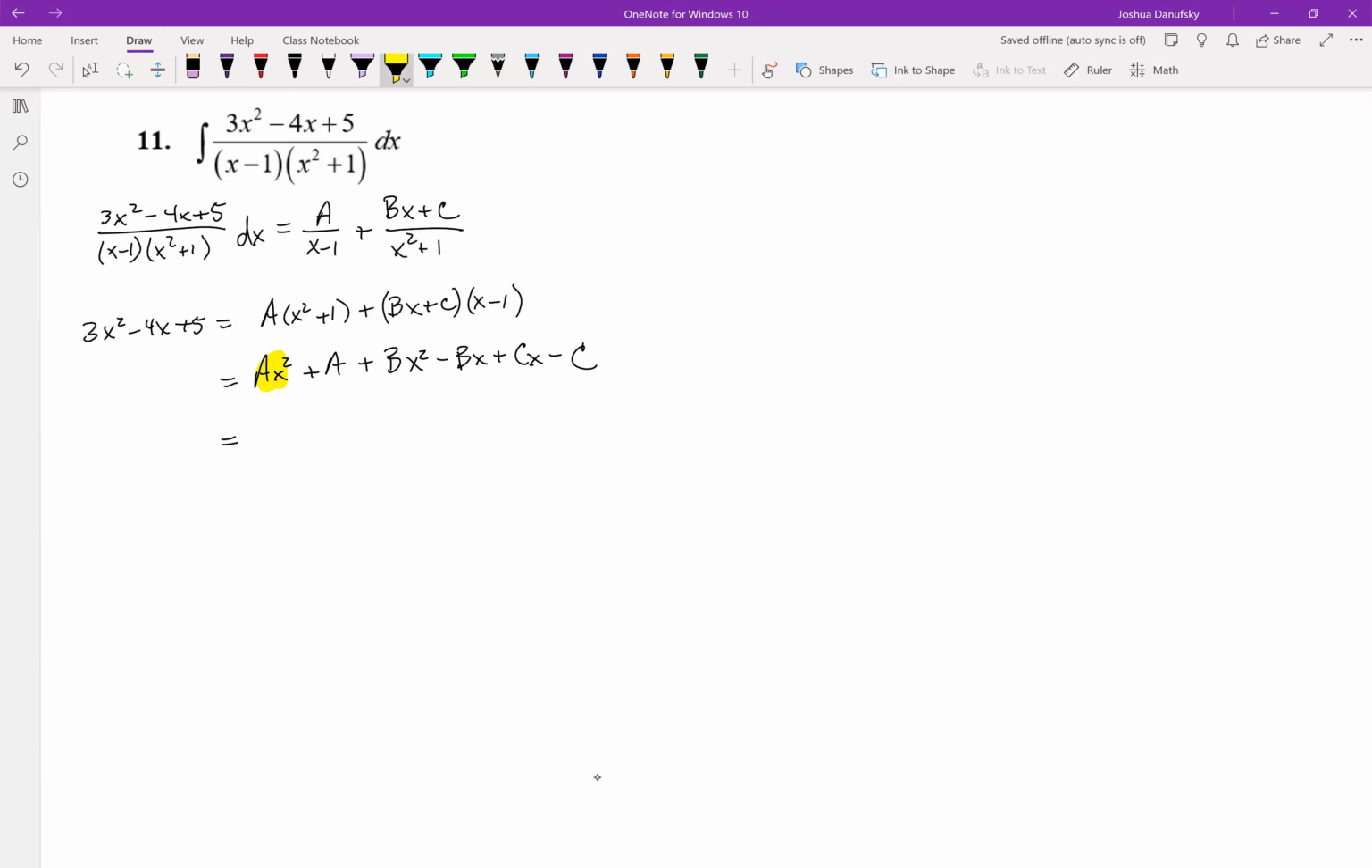Grouping the ax squared and the bx squared. Now grouping our terms with x's. And finally, grouping our constants. So in order for the two sides of this equation to be equal, we'll need a plus b to equal 3. We'll need negative b plus c to equal -4. And we'll need a minus c to equal +5. And we get these three equations.